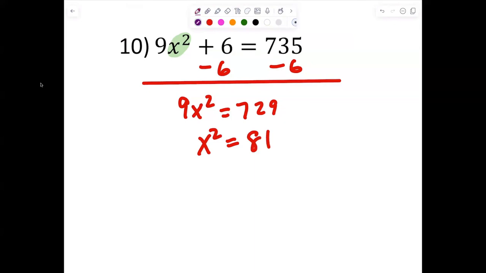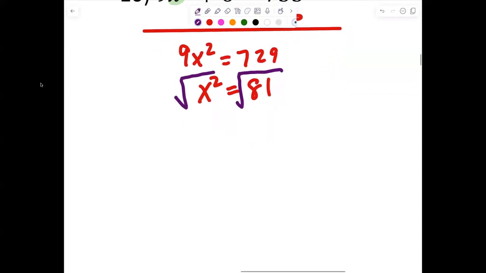Now, how do I get rid of a square? You take the square root of both sides. Everybody good with this? So what number squared is 81? What else?